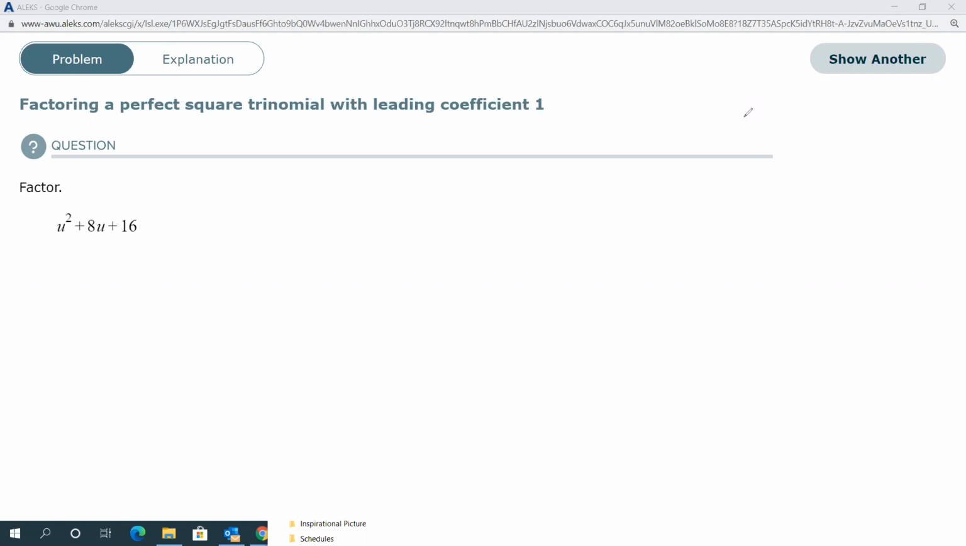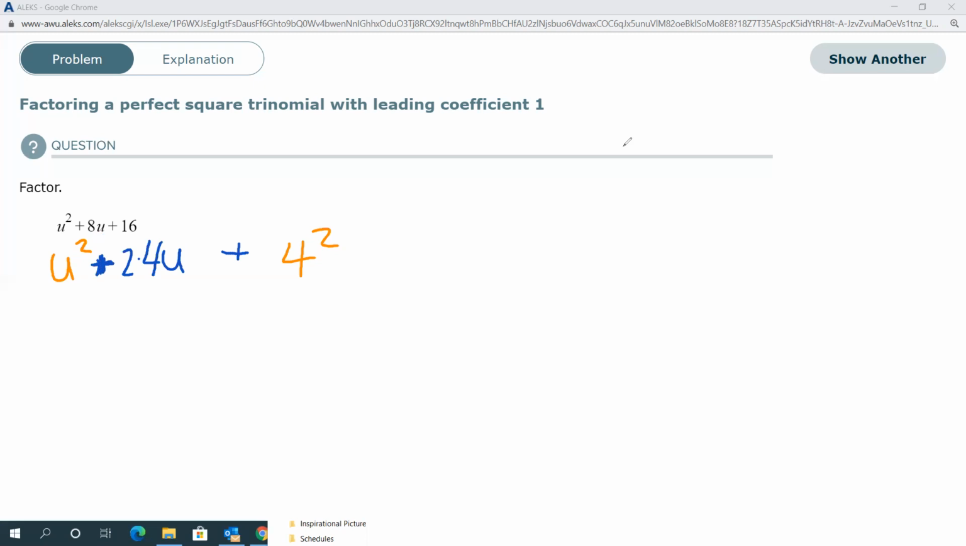So if you have a trinomial such that the first term can be written as something squared and the last term can be written as something squared, and then if those two things that are being squared, u and 4, if you can put them in the middle and multiply them by 2 and end up with this middle term, which we do in this case, then you have what's called a perfect square trinomial. Okay.